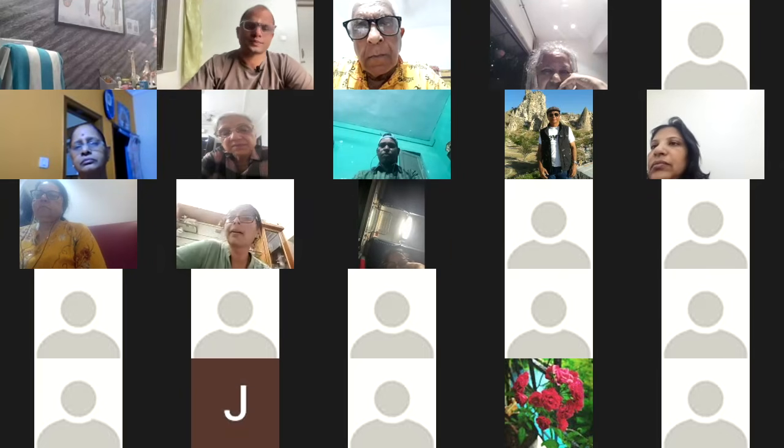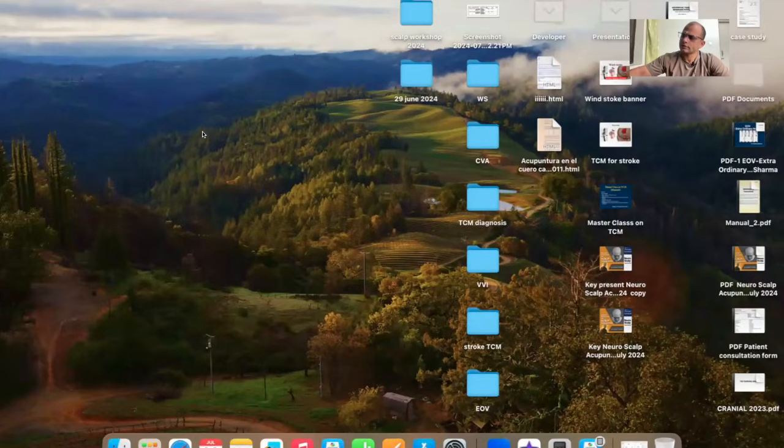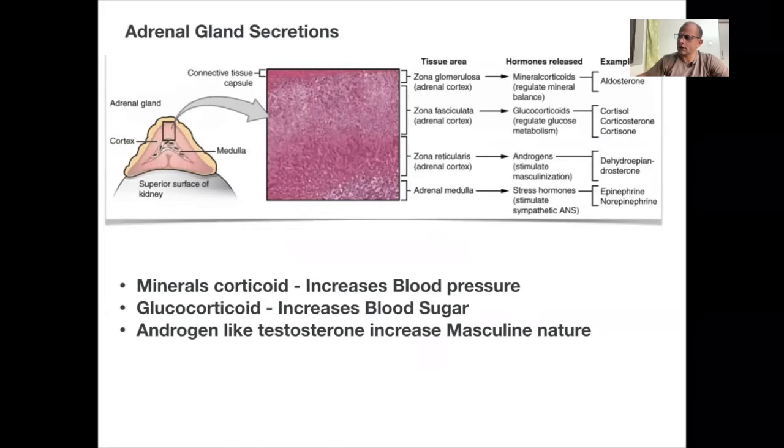the first part that is called zona glomerulosa, the outermost covering of the adrenal gland, that is increasing the minerals. ये मिनरल की मात्रा बढ़ाता है, राइट? पानी में मिनरल डाल दिया तो मिनरल वाटर बन गया, ऐसे हमारे ब्लड को ये मिनरल ब्लड बनाता है. So the zona glomerulosa is increasing the minerals.